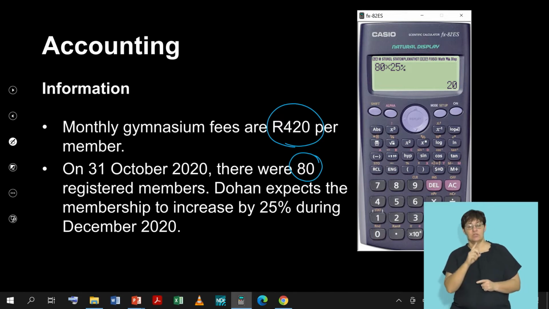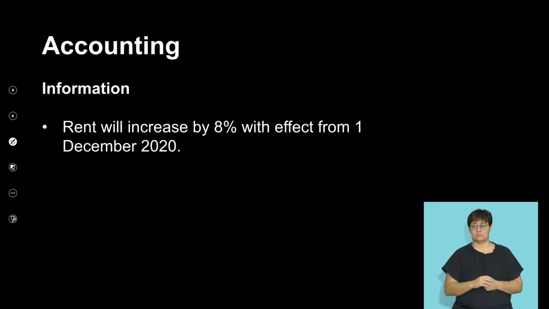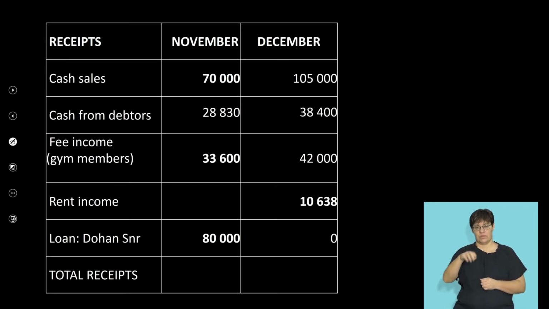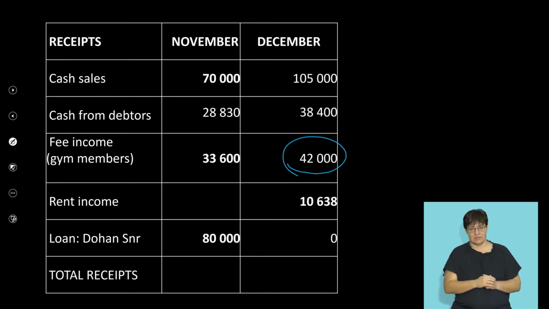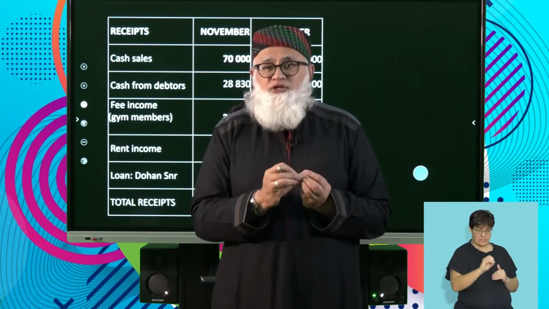So obviously, if you take that figure now and you say 420 times 100, it will give you 42,000. So clearly you can see now that there's the 42,000 that you expect to receive in December. So what have I done? I took my existing membership fees. I took the proviso that we expect them to increase by 25%.